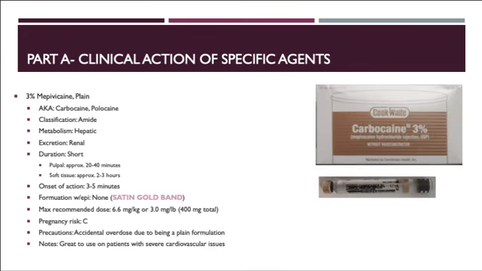Moving on, we have 3% mepivacaine plain, and that means that it has no epinephrine along with it. Now, this one has a lot of different trade names. It's known as carbocaine in some places. It's known as polocaine in others, but it is 3% mepivacaine plain. This is also an amide local anesthetic. It's metabolized by the liver, and it's excreted by the kidneys. It's got a relatively short duration of action, and I hope that makes sense.